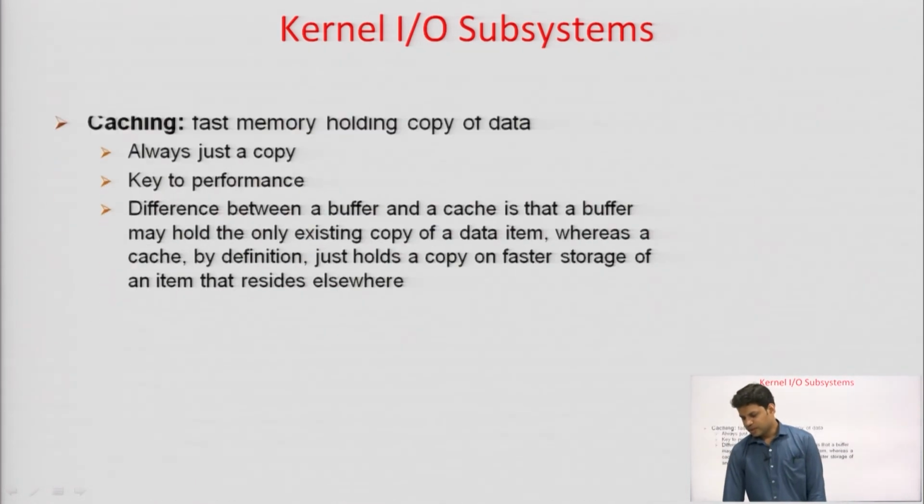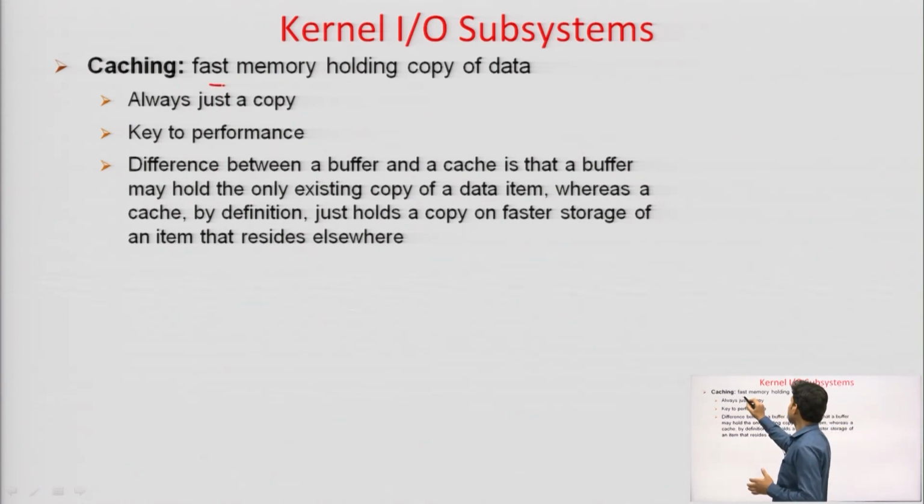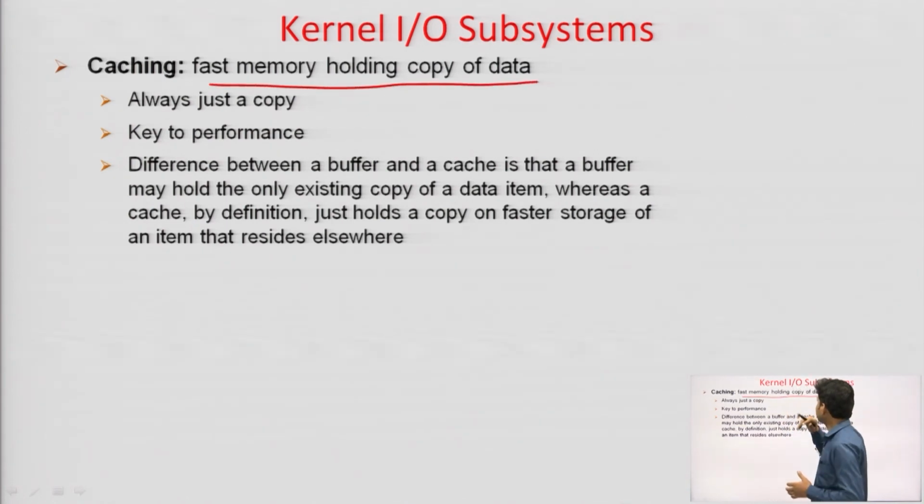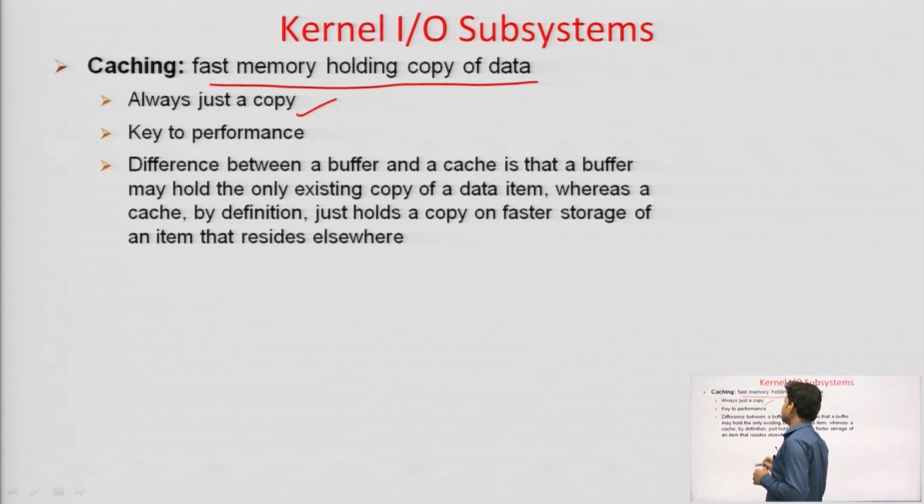Okay. Next is your caching. We have already seen cache memory management in detail, but here it is different to cache memory, because here it is telling us the concept of how caching can be helpful. It is fast memory holding a copy of data, always just a copy. This is key to performance.